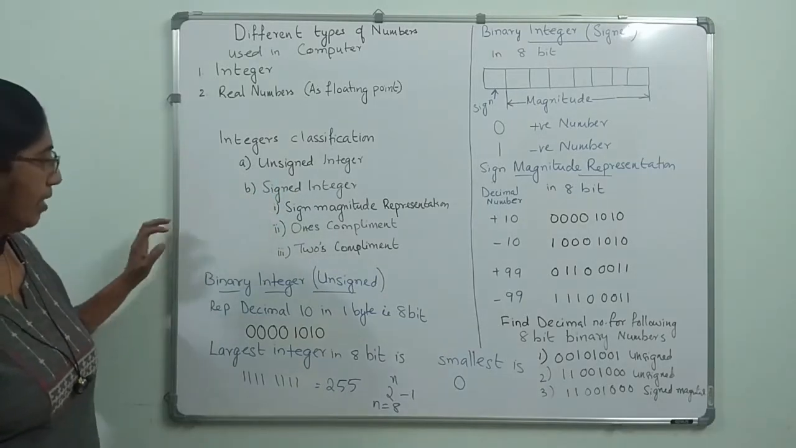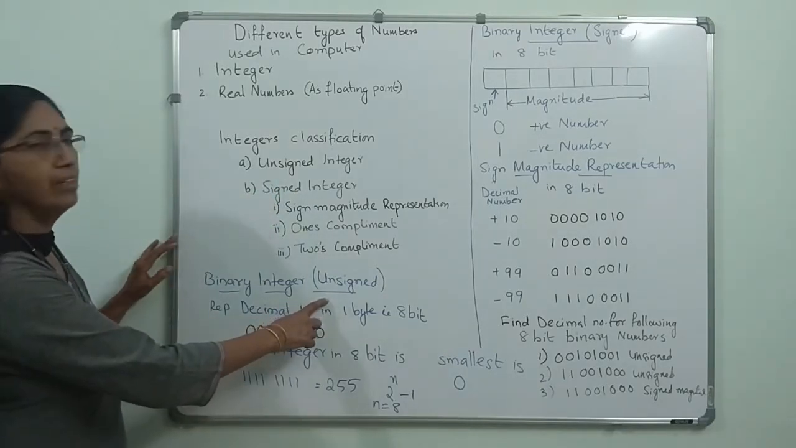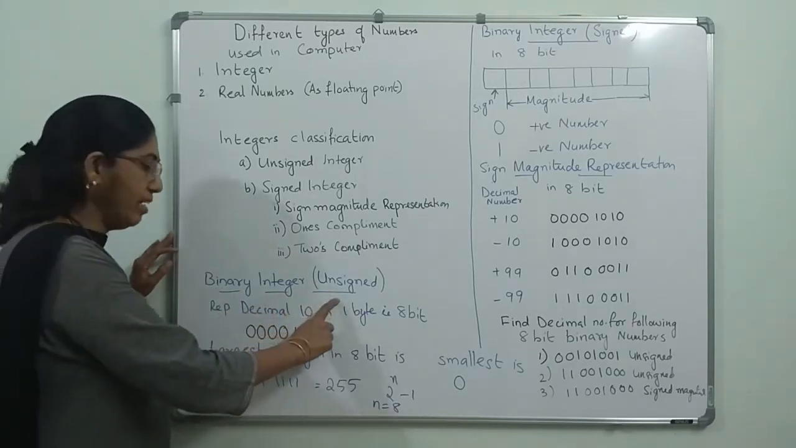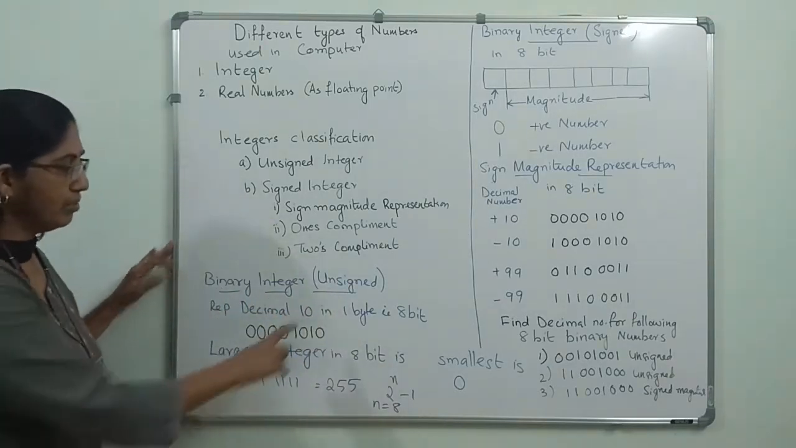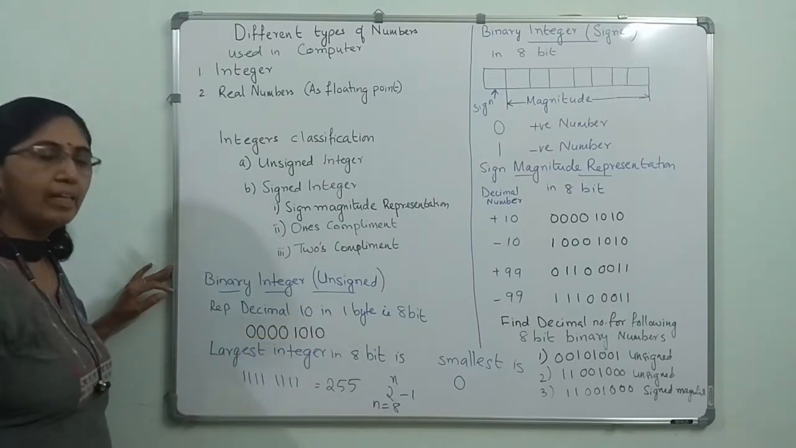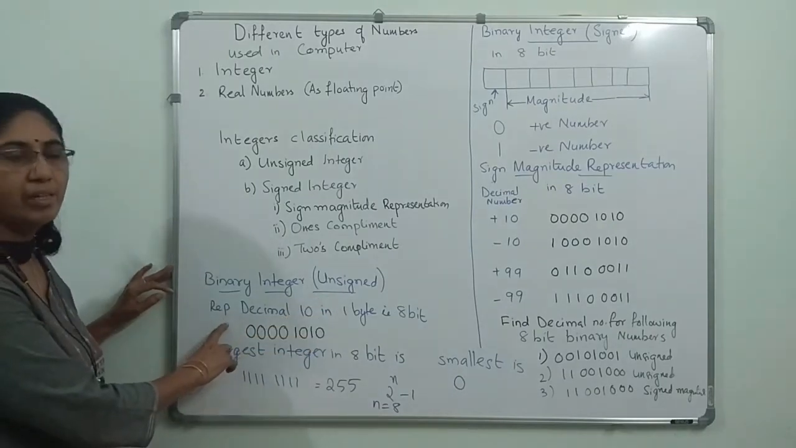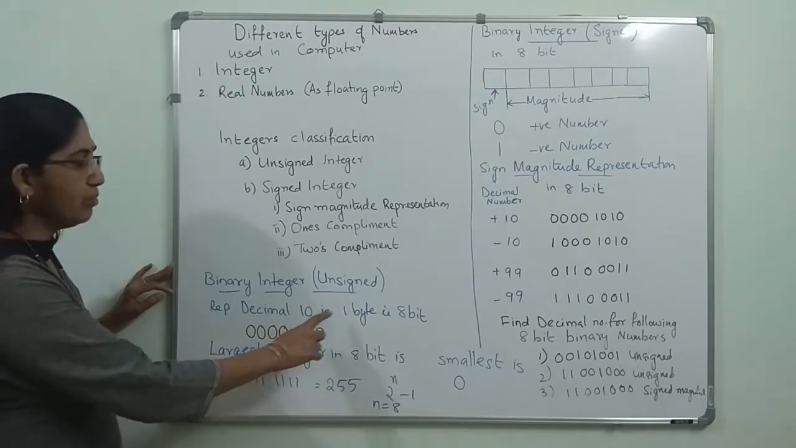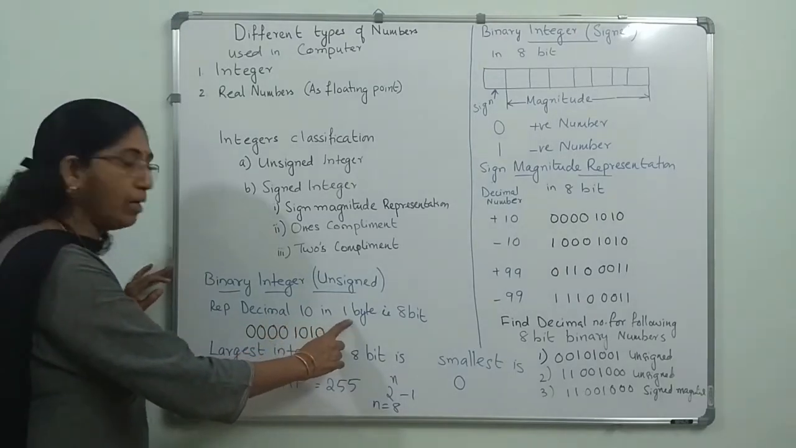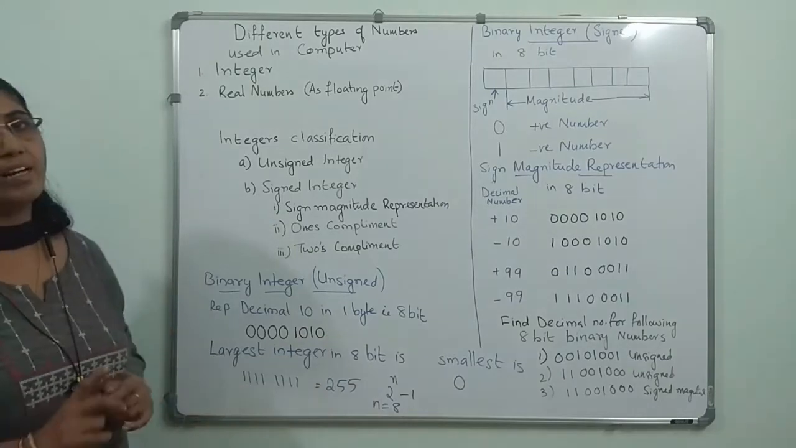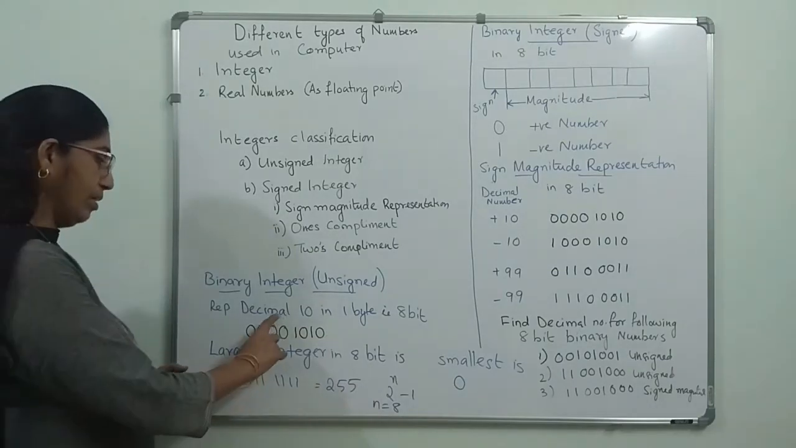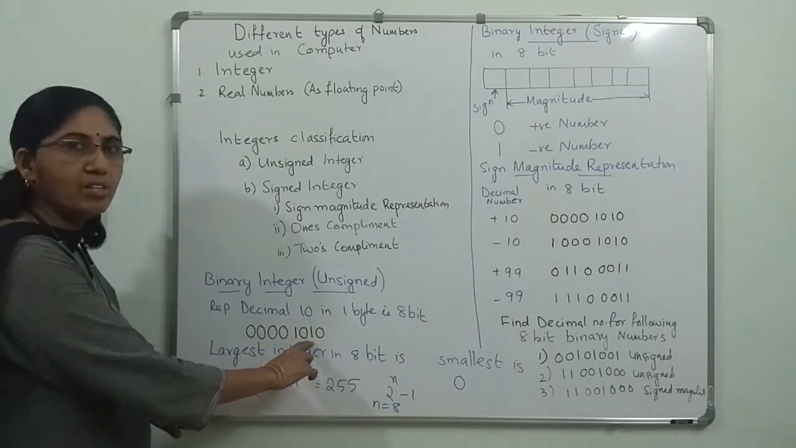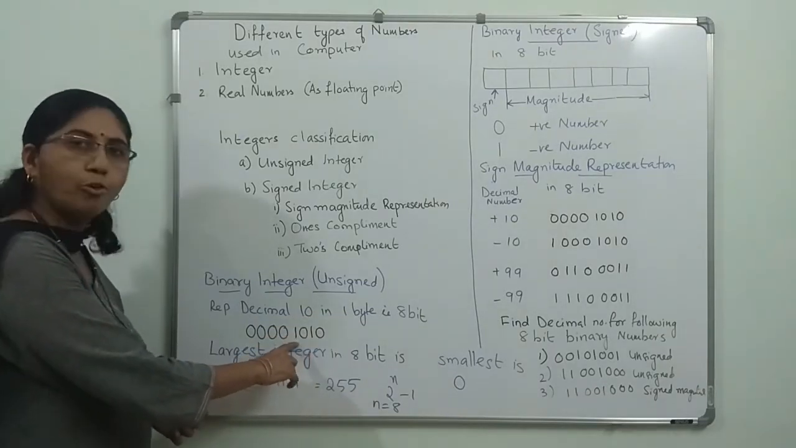Let us take the unsigned integer. So, binary integer in the unsigned representation. What does this mean, unsigned? Let us take the example of a decimal number of value 10. We are going to represent it in 1 byte. 1 byte means there are 8 bits. So in binary you know the value of 10 is 1010, is it not? It requires only 4 bits.